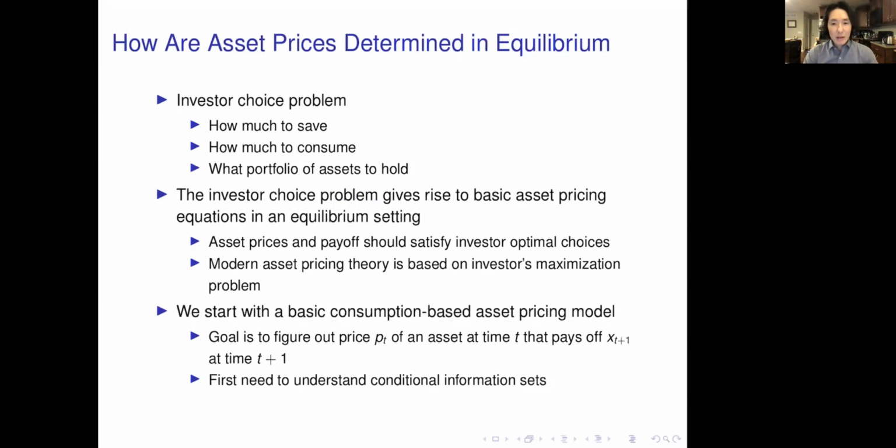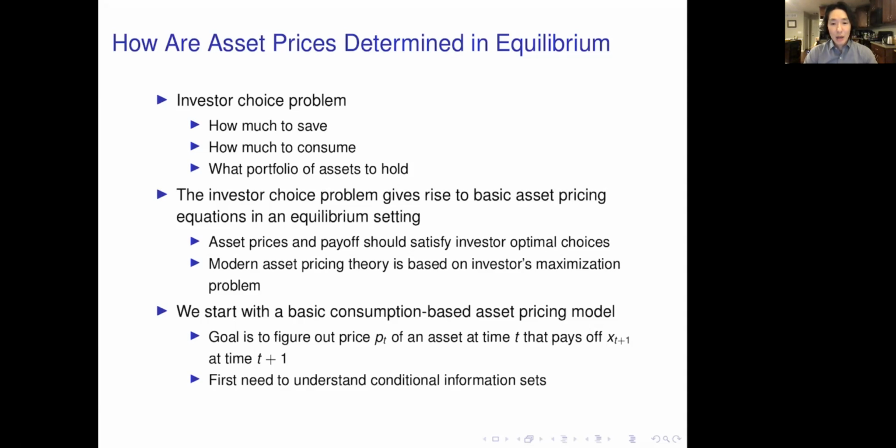So we start with a basic consumption-based asset pricing model. 보통 얘기하는 이제 consumption-based asset pricing model. 즉, 인베스터들이 어떤 식으로 소비를 해야 하는가에 따라서 자산 가격들이 결정되는 방법을 보겠습니다. So the goal is to figure out the price P of an asset at time t that pays off xt plus 1 at time t plus 1. 즉, 다른 말로 얘기해서 Pt, time t에서의 price, asset price를 결정할 것인데 이 asset은 그 다음 period, in the next period, the asset is going to pay xt plus 1.